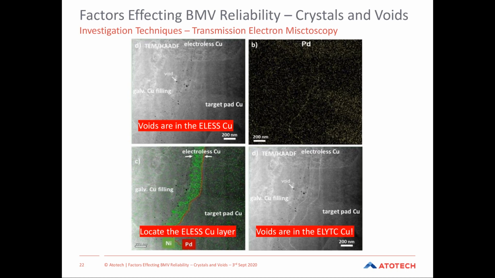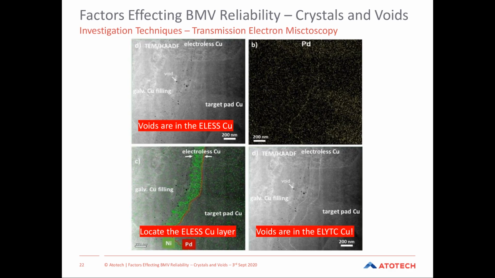The location's about right. If we move to the image on the top right, using a TEM, we can actually quite often detect the palladium catalyst layer itself. You can't do this with an SEM or a FIB. You physically just can't detect the palladium at such a low level. Because we can detect it, we know where the electroless layer starts, which is pretty good in terms of identifying potentially where those voids are located.